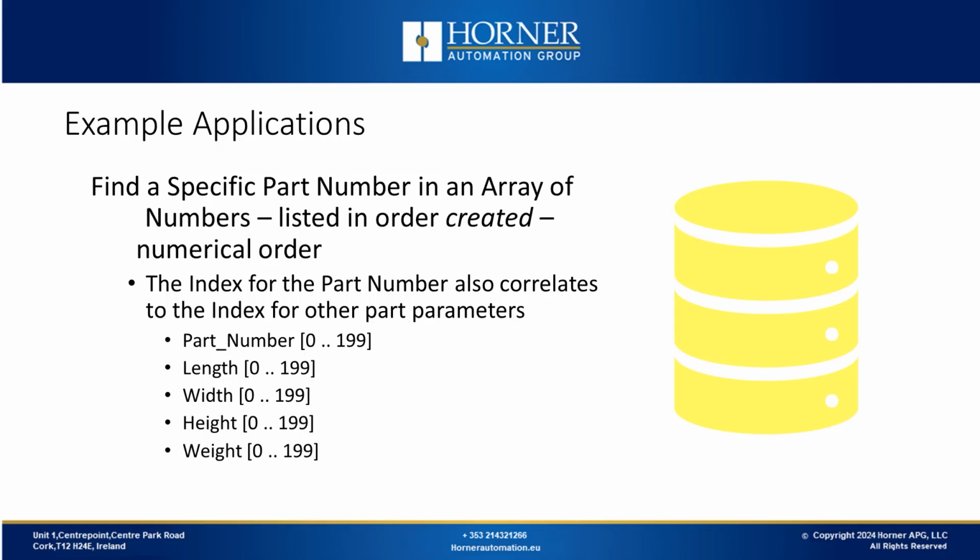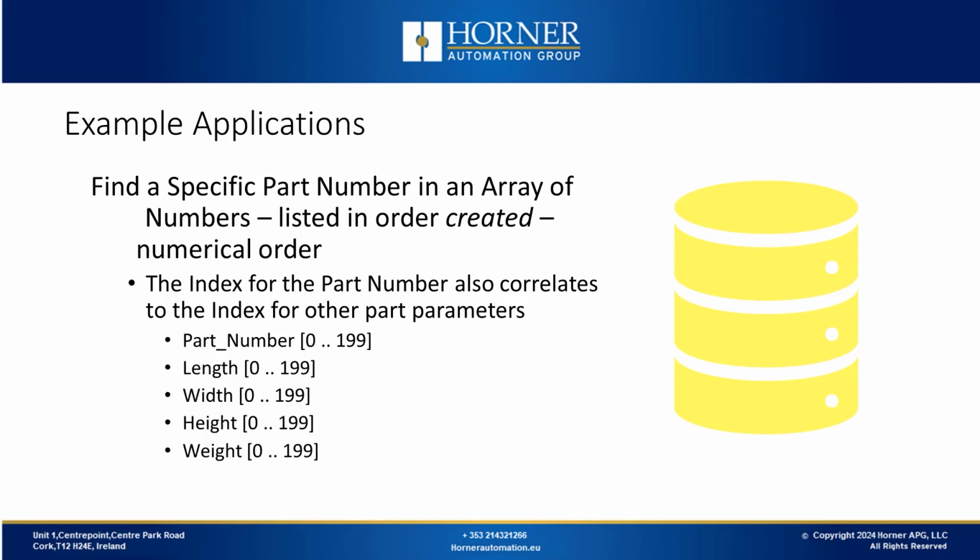Each of these parameters may be located in a separate array of data, but these arrays are all correlated as they have the same indexes. So if a tool's part number is listed as the fifth element in the part number array with an index of 4, the tool's length, width, height, and weight will also have an index of 5 in their respective arrays.